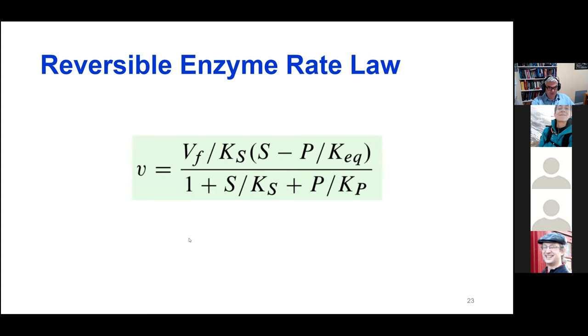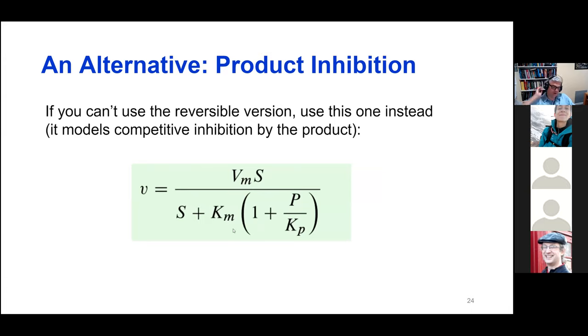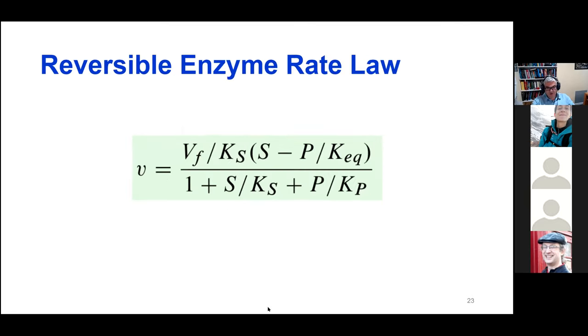You can get away with a simpler one where you just assume that the product competes with the substrate, but doesn't actually get converted to substrate, right? So that means the product can bind to the enzyme, but that then doesn't result in substrate formation. But by binding to the free enzyme, of course, it captures some of the free enzymes, so the substrate has less enzyme to bind to. And so the product acts as an inhibitor. Those of you, again, who have done some biochemistry will recognize this as a competitive inhibitor. And you can simplify this then. This is now only 3 constants instead of 4. You only have the Vmax, the Km, and then the Kp, which relates to the inhibition level of the product. Right? So you can get away with this one if you don't want to use this more complex one.